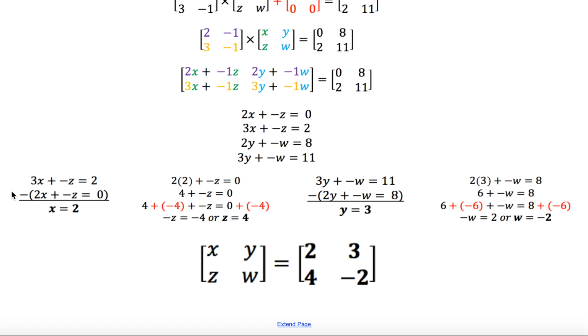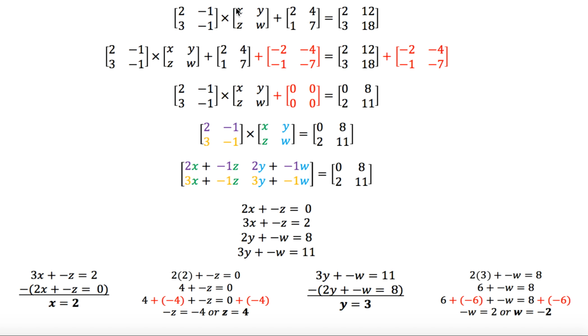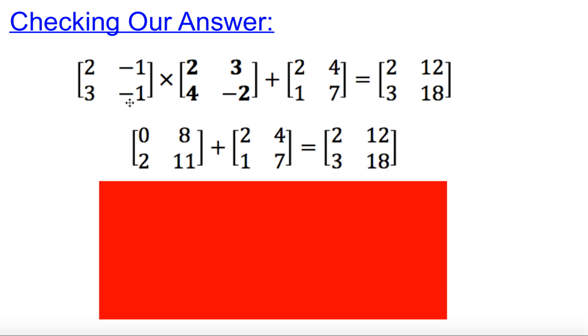Now we always want to check our answer. So what we're saying is we could take that answer here, plug it back into our original matrix, and check and make sure everything works out. So we said we multiply by multiplying a row and a column, a row and a column, a row and a column, a row and a column. If I do that, I'm going to end up with 0, 8, 2, and 11.